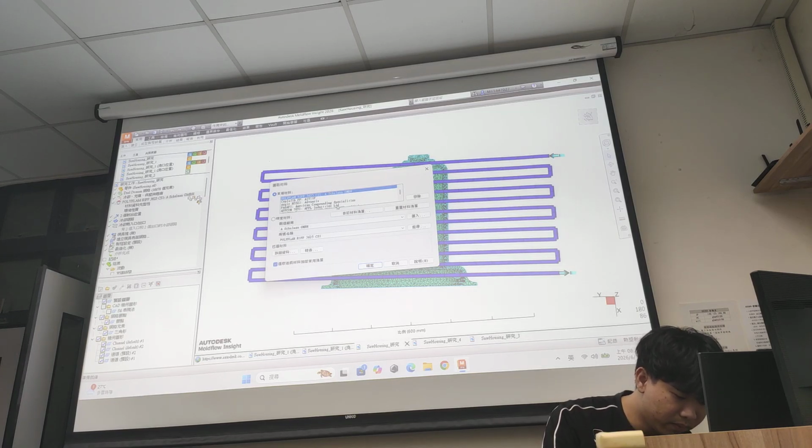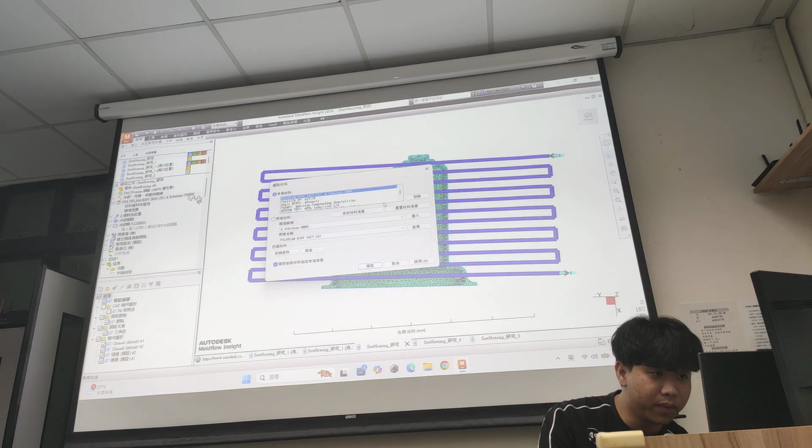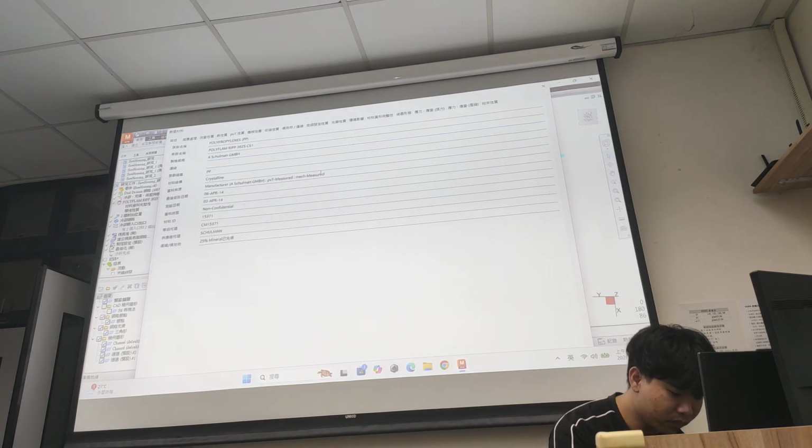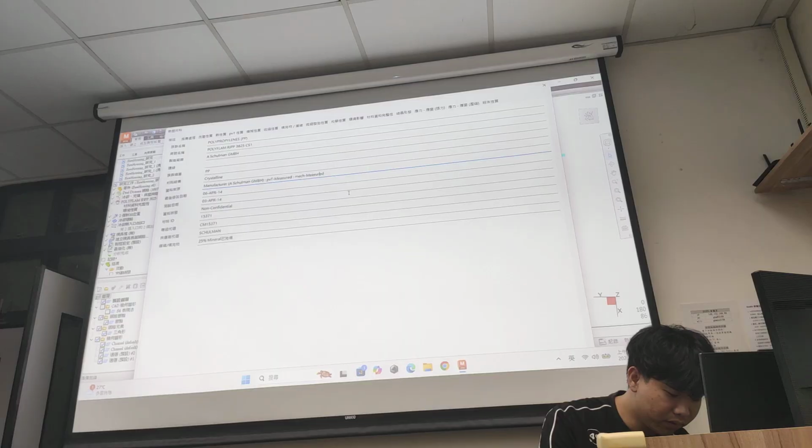Ensure the manufacturer is Suchman GmbH. Click Detail to verify that it is installing PP.